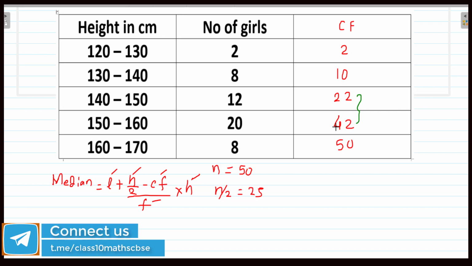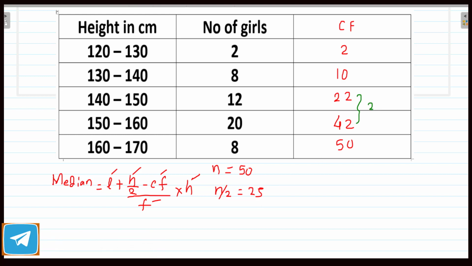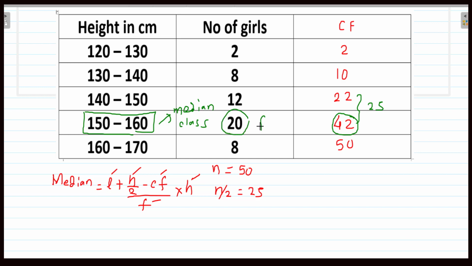So we will take 42, since 25, which is n by 2, lies between 22 and 42. And the class belonging to 42 will be called the median class. So this is the median class. And then the frequency belonging to the median class, that is 20, is denoted by F.